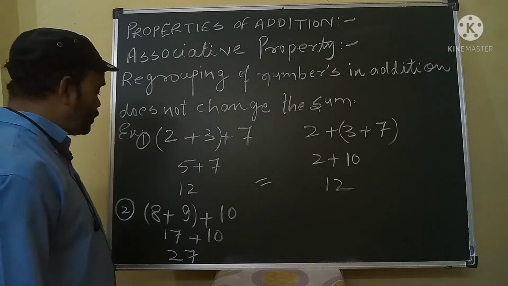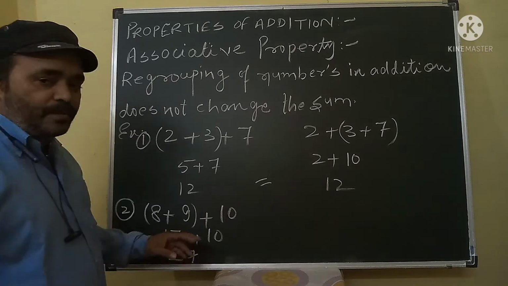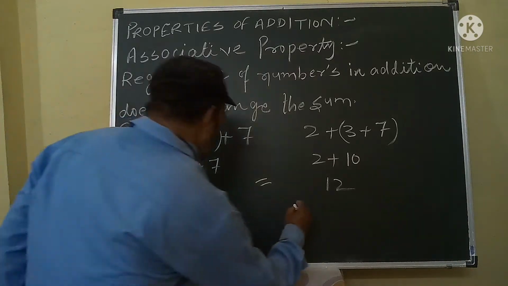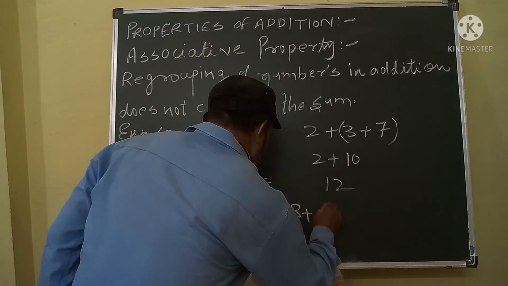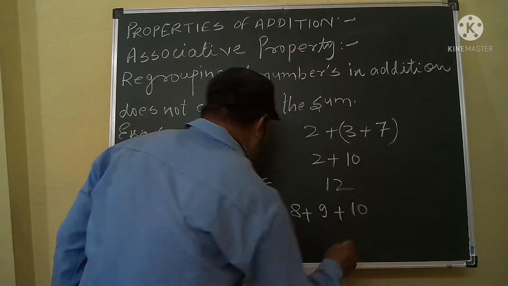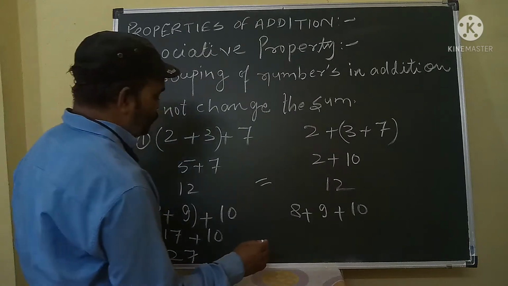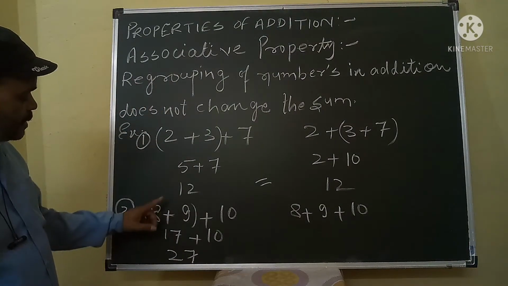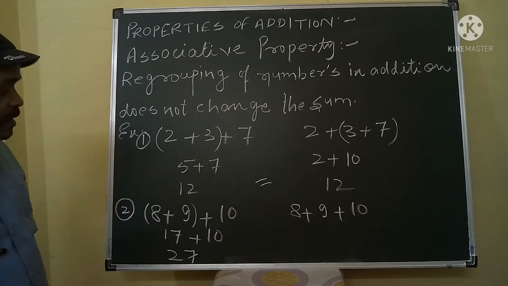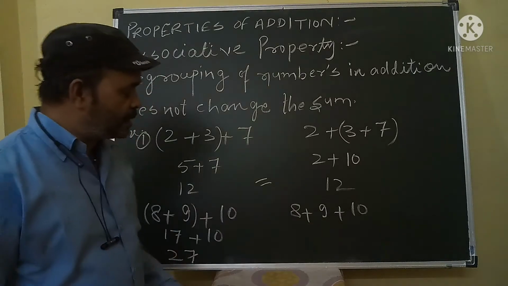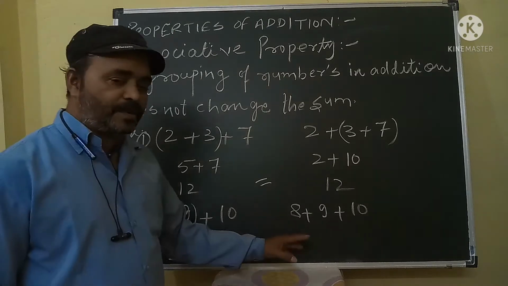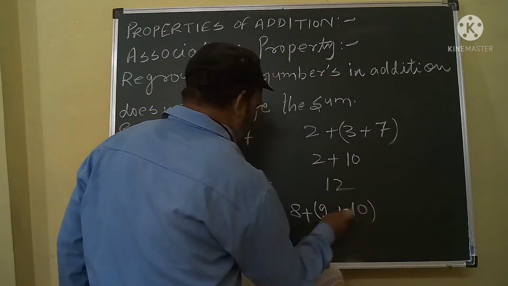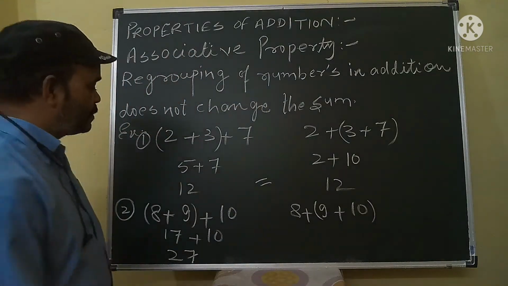Okay. Now, we will make one other group for these three natural numbers, 8 plus 9 plus 10. Suppose in the first case 8 and 9 are in the bracket. Now in the second case we will take 9 and 10 in the bracket.